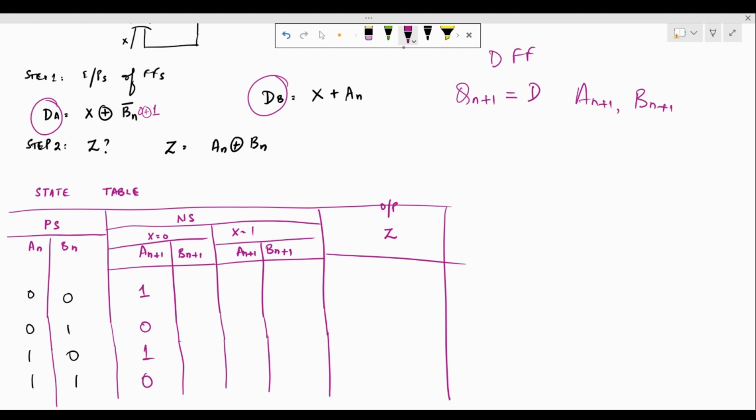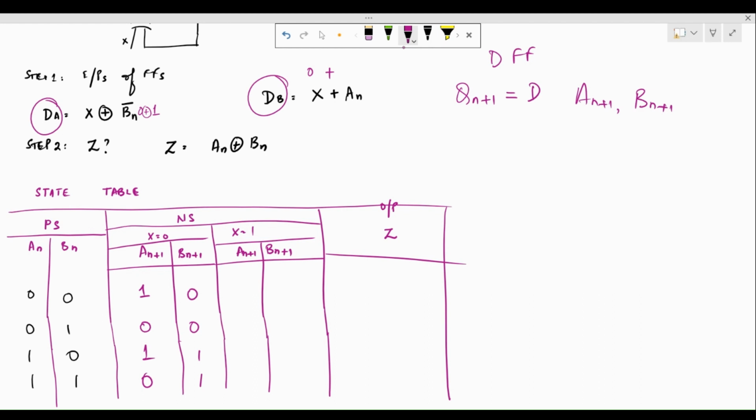So next, let's move on to Bn plus 1. For Bn plus 1, if we are able to obtain dB's value, we can fill up this column. Here, the value for x is 0, and it is ORed with an. So anything ORed with 0 is going to be that value itself, right? So here we're going to get 0, 0, 1, and 1.